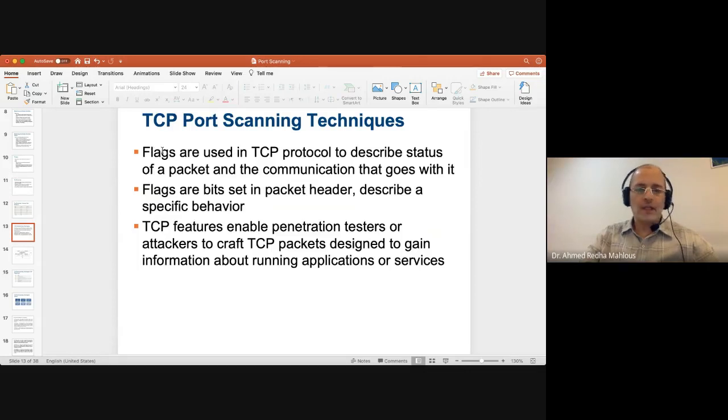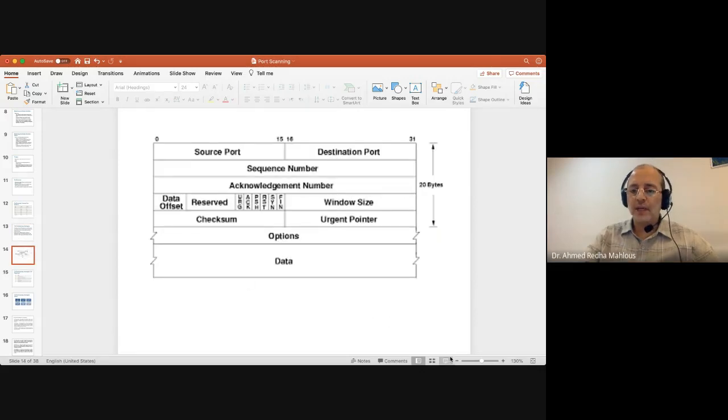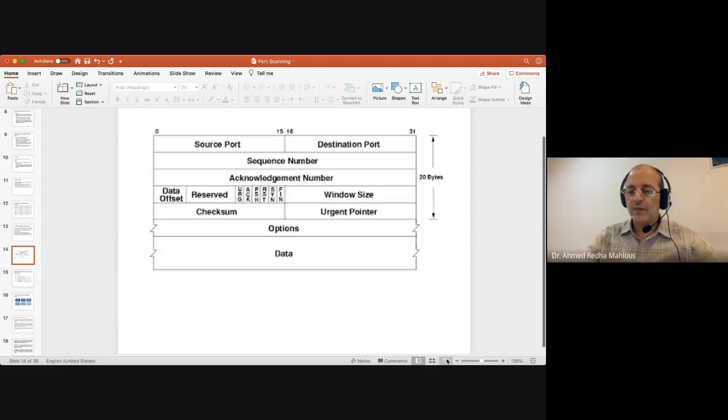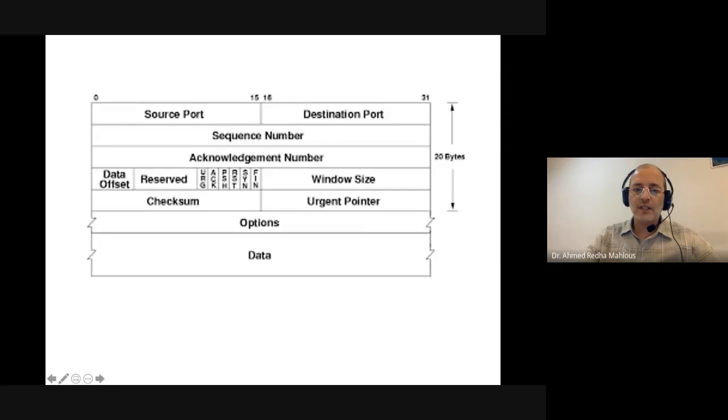In port scanning techniques, we have what are known as flags. Each packet that is sent has flags, and the flags are used to describe the status of the packet based on the communication. For instance, let's look at this packet. This is the header for our packet, and you will have these flags: the urgent flag, the ACK flag, the push flag, the RST flag, the SYN flag, and the FIN flag, which show the status of the packet.